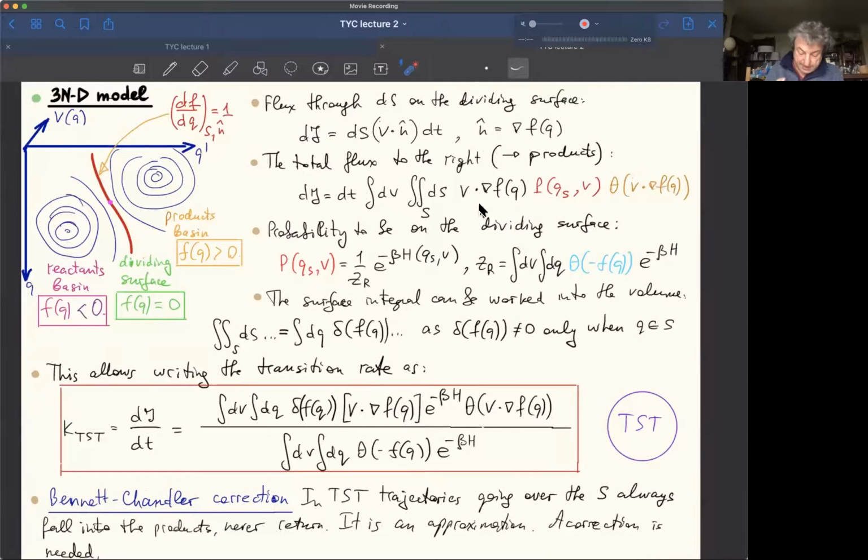The last step I can introduce is to replace this surface integral over the dividing surface with the volume integral over all space by introducing this delta function. The delta function would cut out all the q values which are not on the dividing surface, because as long as f of q is not equal to 0, the delta function is 0. So we arrive then at the rate, which is flux per unit time, at that expression. This is the basic transition state theory expression for the rate. People use this expression in some form to work out the rate in classical molecular dynamics simulations. You won't be able to do it ab initio.